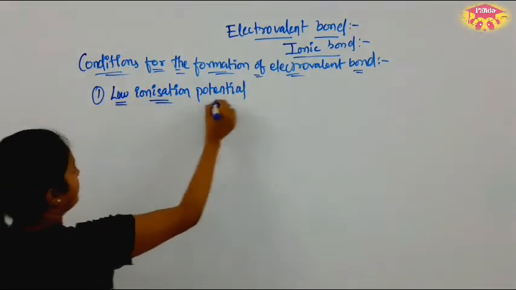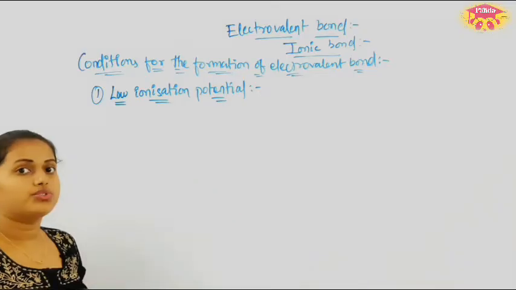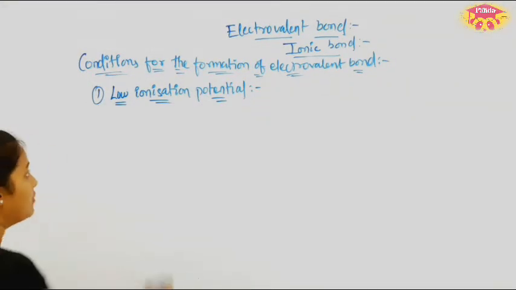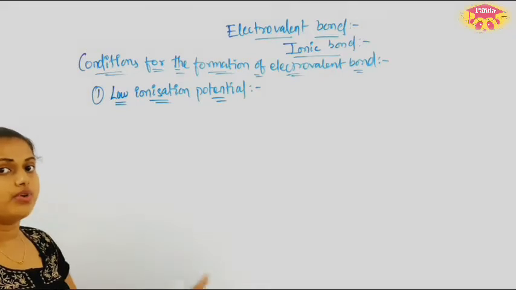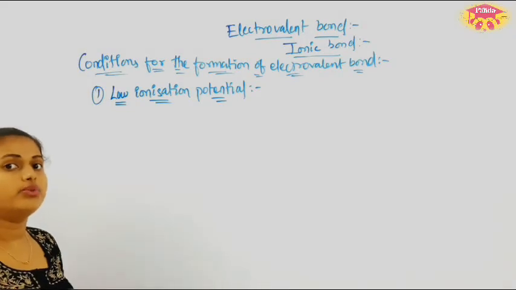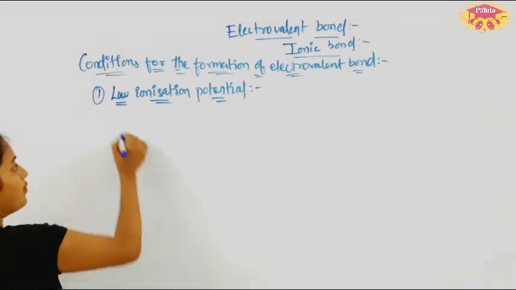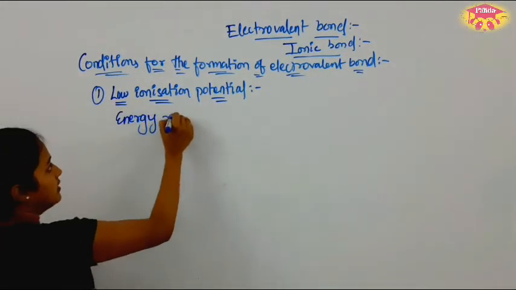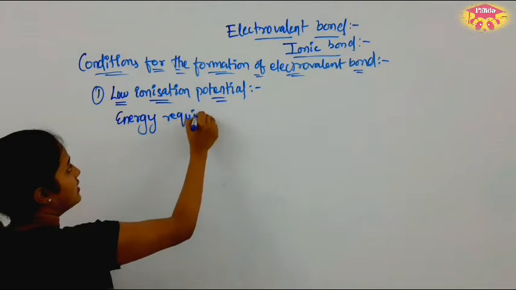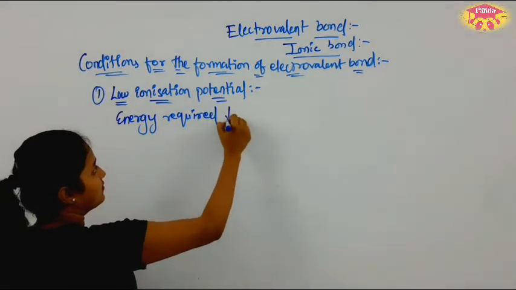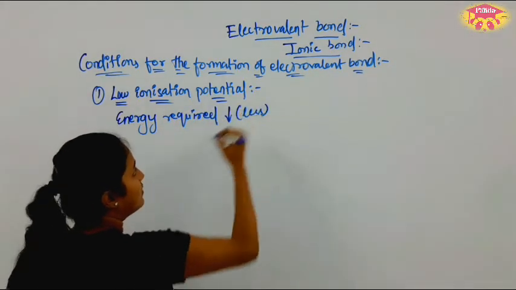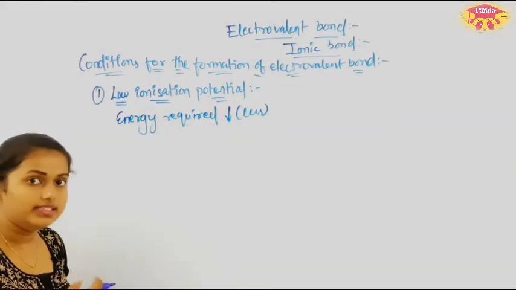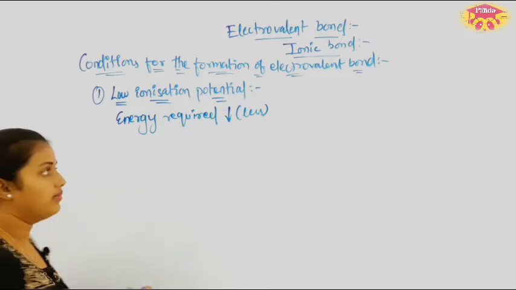When the atom has low ionization potential, students, why should the atom have low ionization potential? We know that ionization potential is the energy required to remove an electron. So when the energy required will be less, then what will happen? Then the atom can easily donate one electron.